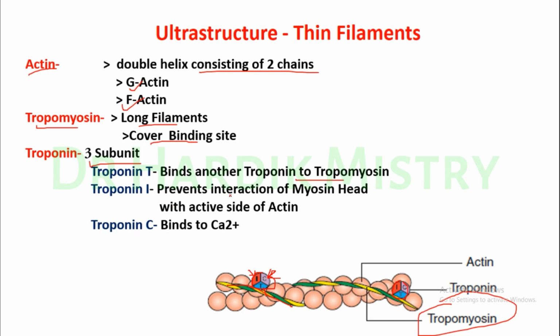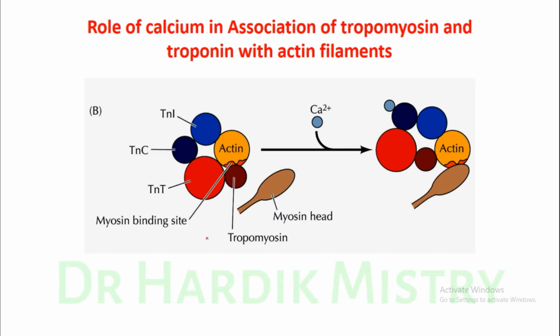Troponin I prevents the interaction of the myosin head with the active site of actin. Troponin I, or simply inhibition, I means inhibition. So it prevents the interaction of the myosin head with the active site of actin at rest. Troponin C binds to the calcium ion. Role of calcium in association of tropomyosin and troponin with the actin filaments.